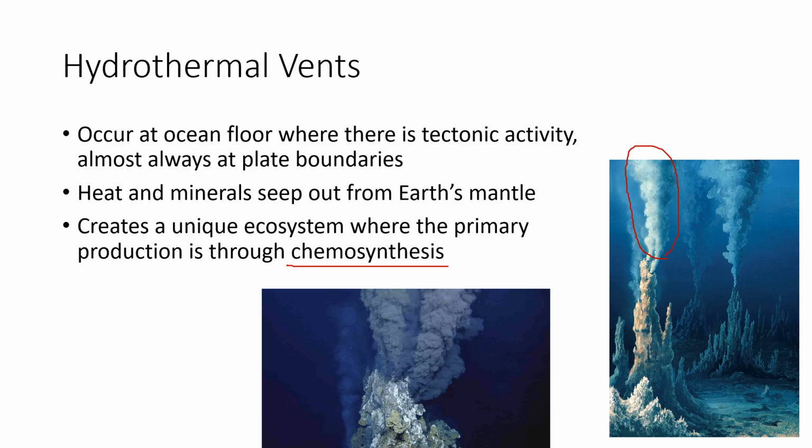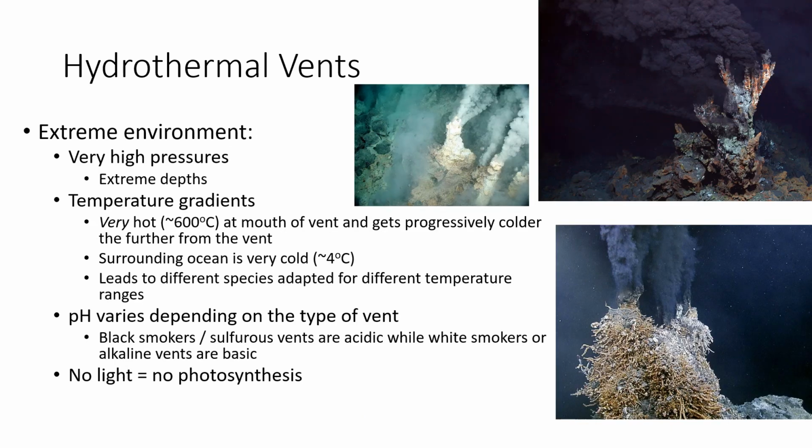These are pitch black, dark ecosystems at the bottom of the ocean where no light penetrates, and the only light in these photos is from the camera or from the remote operated vehicle that is producing that light and taking pictures. So the hydrothermal vents are very extreme environments. We have very high pressure because we're at extreme depth. The temperature gradients are extreme.